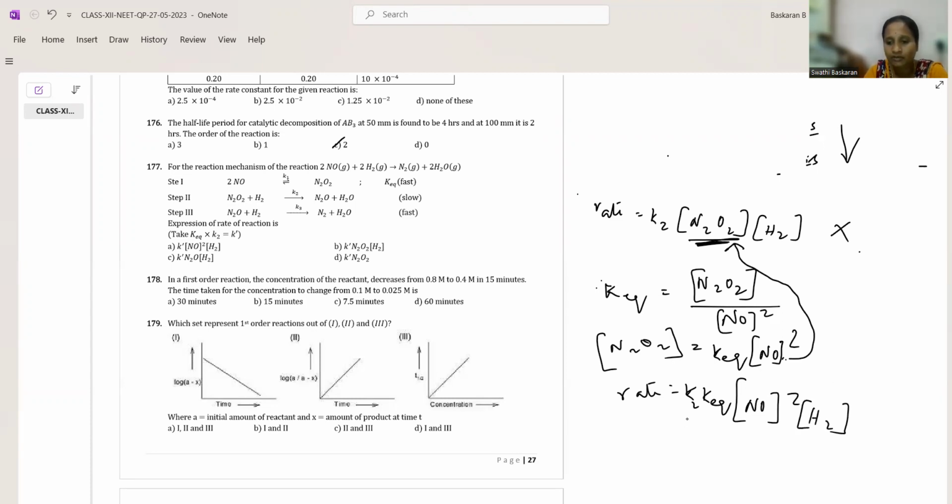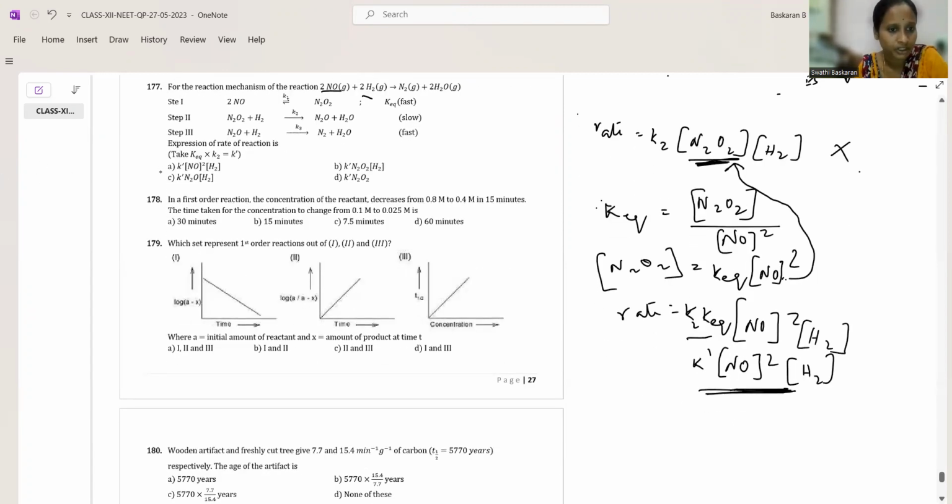Understood? Now the product of K2 and K equilibrium, both of them are constants, and once again it will become K dash, and it will become NO square and H2. Now if you compare this rate law with the overall reaction, it will be consistent. Why will it be consistent? In this reaction there is NO and also there is H2, and hence this will be correct. So which option is correct according to the solution that we have done? Option A would be correct.